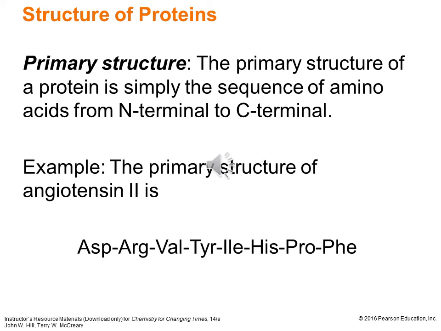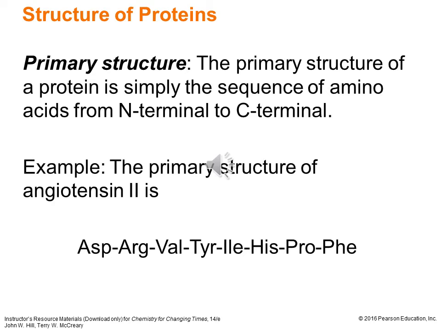So the primary structure of a protein is really just that sequence of amino acids starting at the nitrogen, the amino terminus, and working our way to the carboxyl terminus. So for the primary structure of angiotensin II, for instance, we have an aspartic acid residue, an arginine residue, a valine residue, a tyrosine residue, an isoleucine residue, a histidine residue, a proline residue, and then at the carboxyl terminus we have a phenylalanine residue.